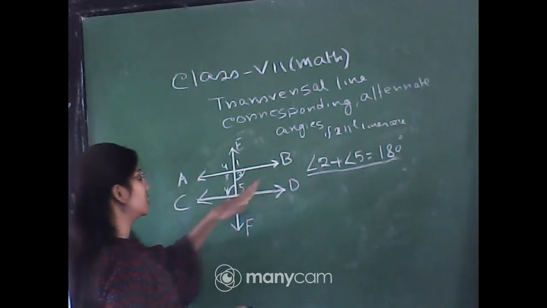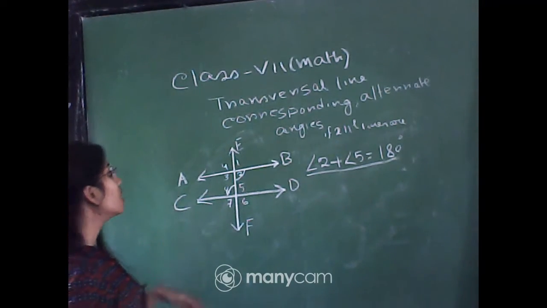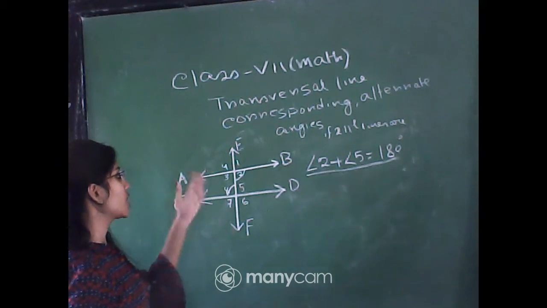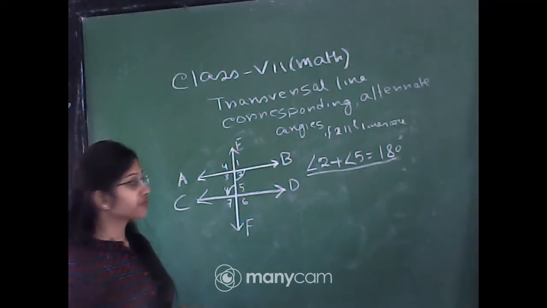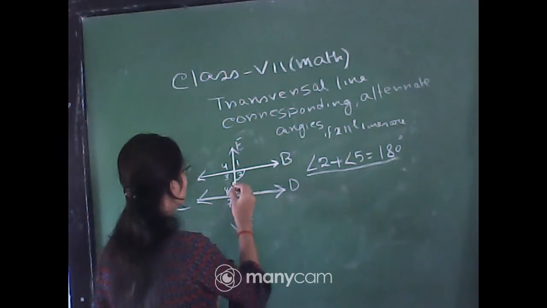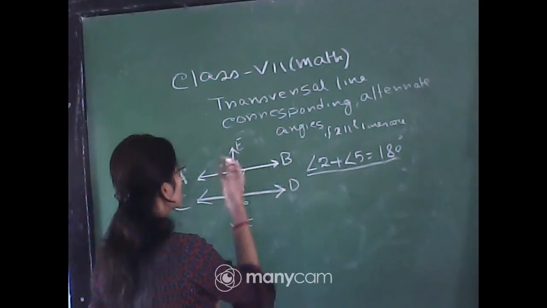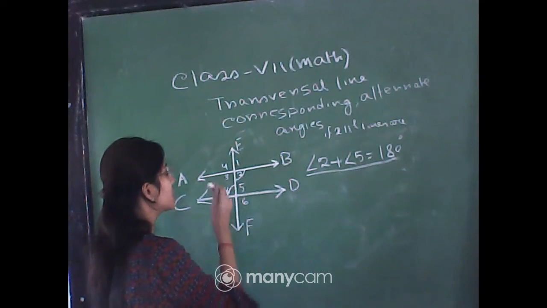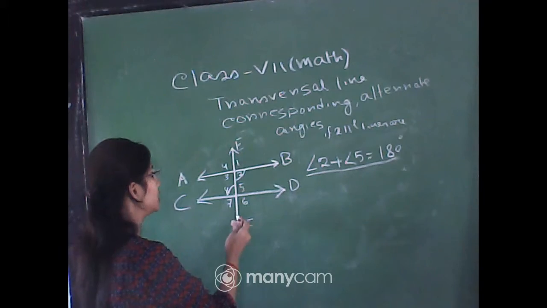If two parallel lines are cut by a transversal line, then the interior angles which are on the same side of the transversal line are supplementary. So, angle 2 plus angle 5 is equal to 180 degrees, because angle 2 and angle 5 are interior angles and they are on the right side of the transversal line EF.